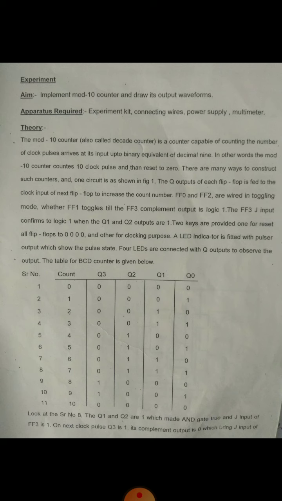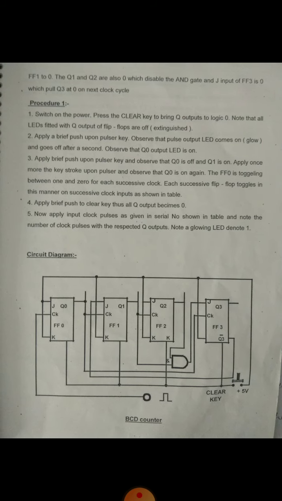You can observe that Q1 and Q2 are 1, which makes the AND gate true, and the J input of FF3 is 1. We have used an AND gate between Q2 and Q3, that is, FF2 and FF3, your third flip flop and last flip flop. You can check it from this circuitry.